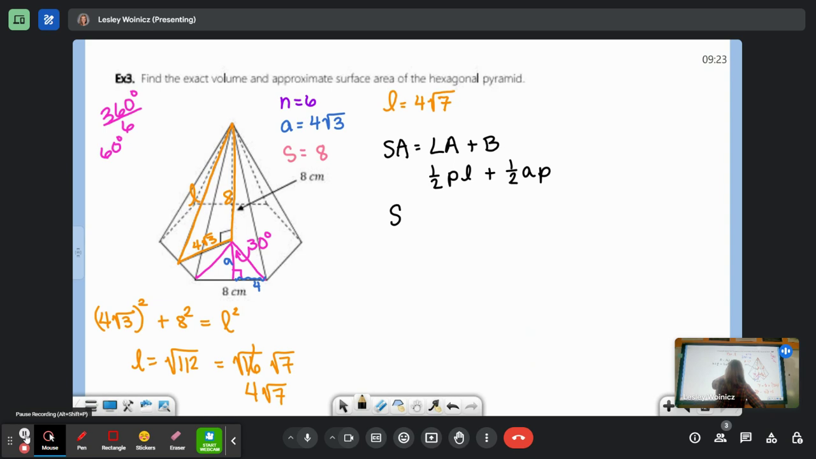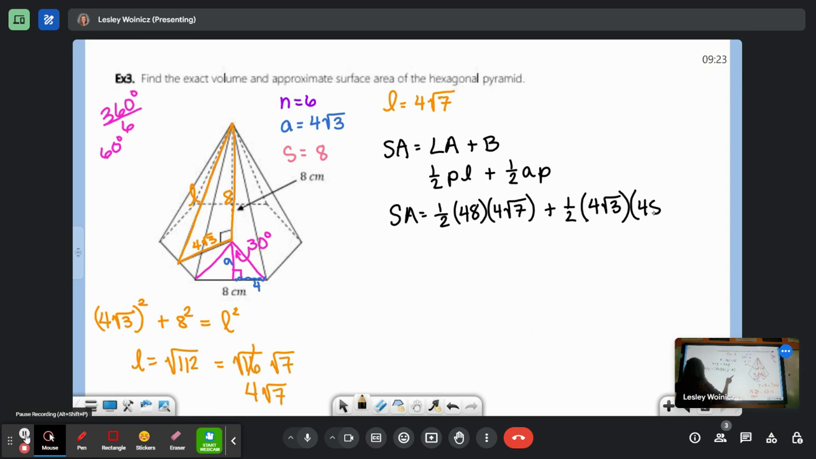Okay, so the surface area is 1/2 what's our perimeter? 48, times the slant height, which we said was 4 root 7, plus 1/2 apothem, 4 root 3, times perimeter, still 48. Okay, can we just agree that 1/2 of 48 is 24? So just use 24, it's fewer buttons.